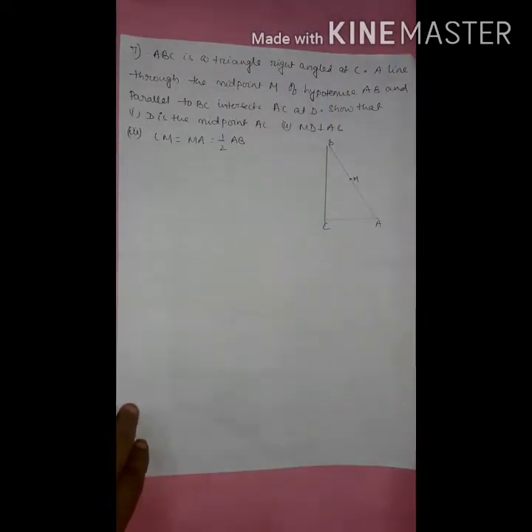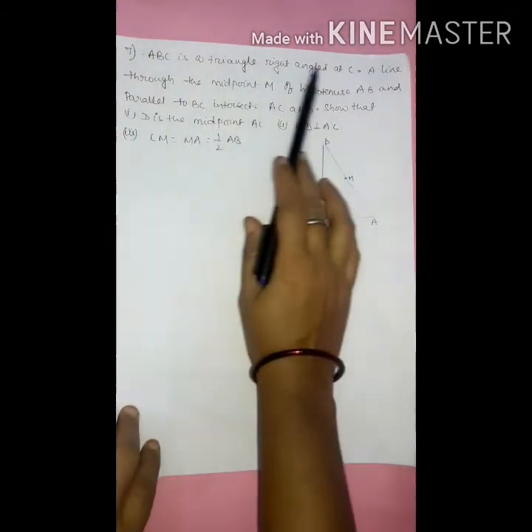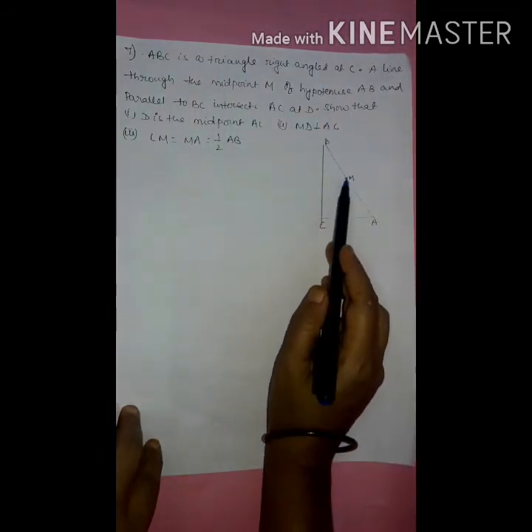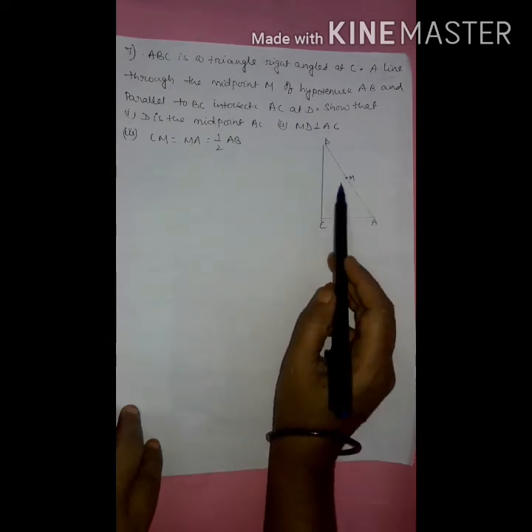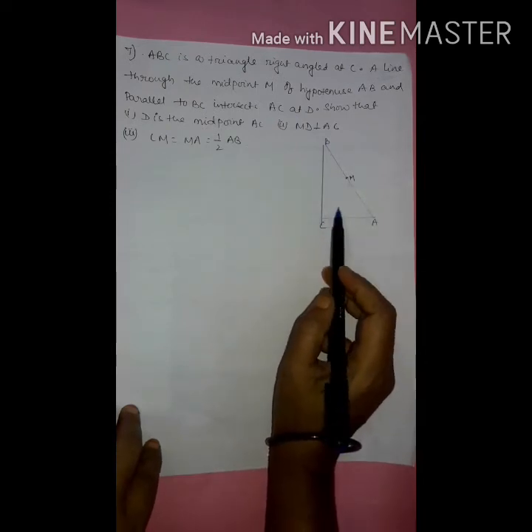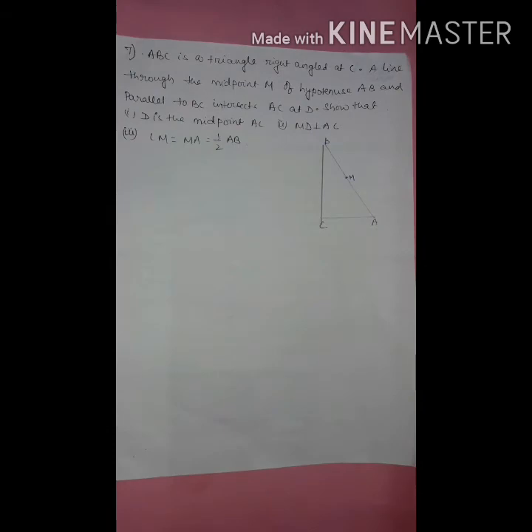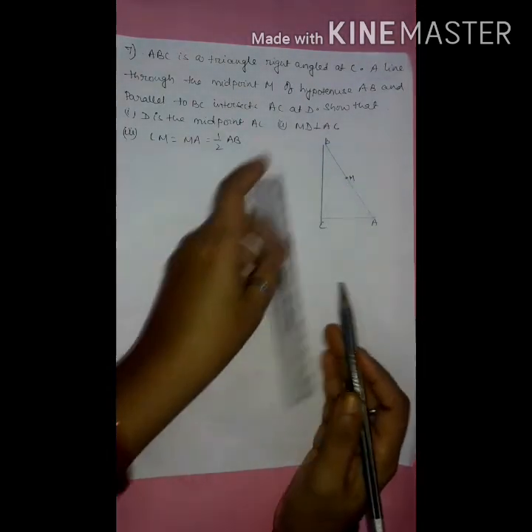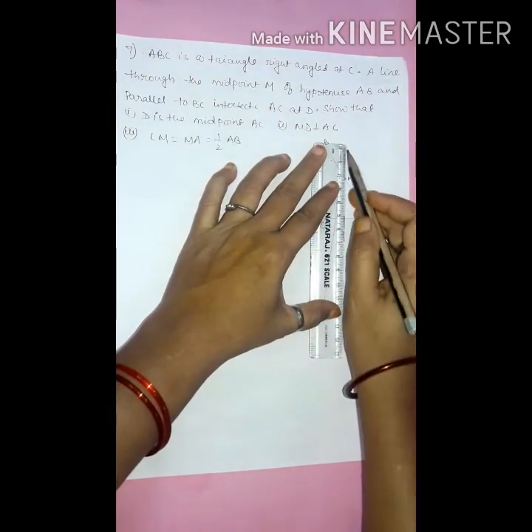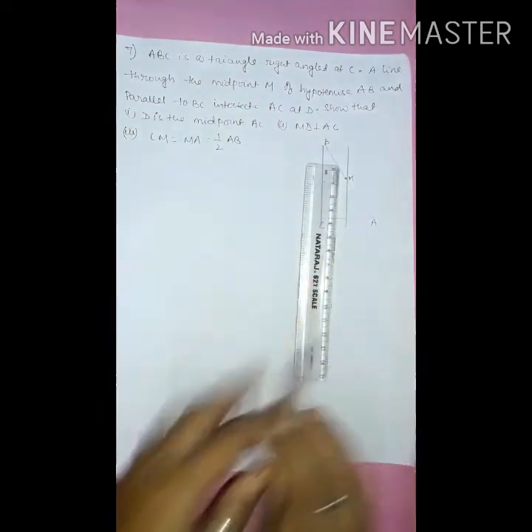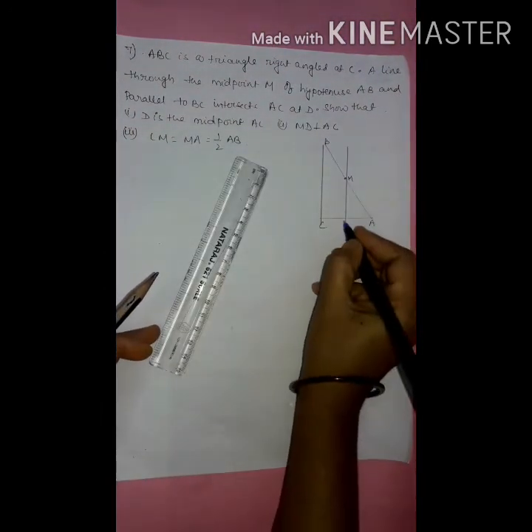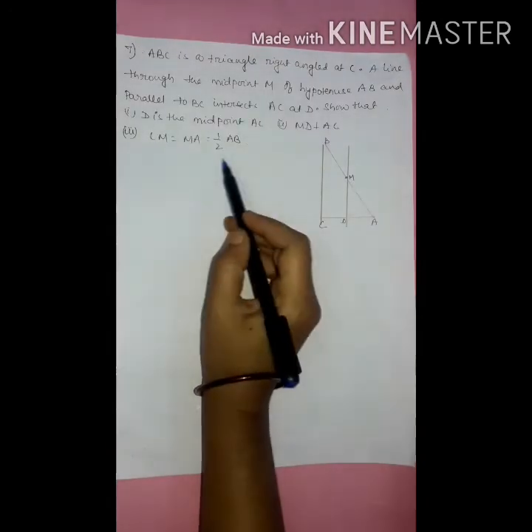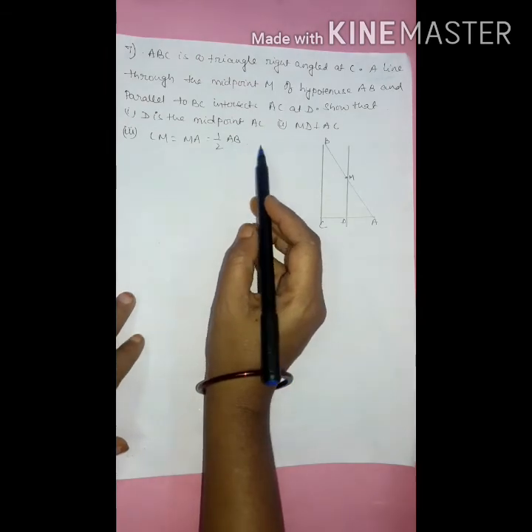So question number 7 of exercise 8.2. ABC is a right angle triangle, right angled at C. A line through the midpoint M of hypotenuse AB and parallel to BC intersects AC at D. Show that D is the midpoint of AC, MD is perpendicular to AC, and CM is equal to MA is equal to half of AB.